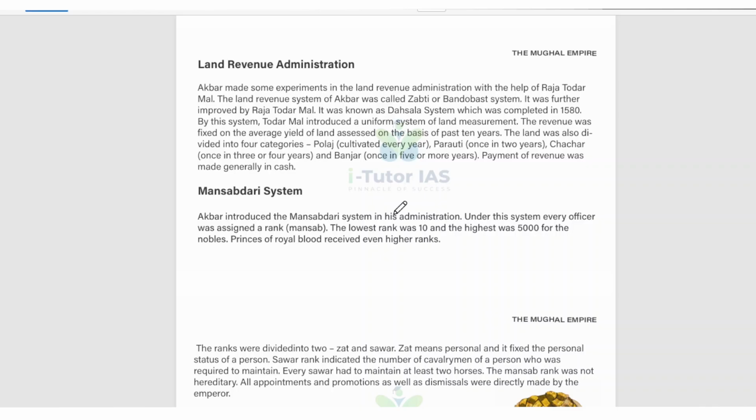By this system, Todarmal introduced a uniform system of land measurement. The revenue was fixed on the average yield of land assessed on the basis of the past 10 years. The land was also divided into four categories: Polaj, that is cultivated every year, and Parauti, once in 2 years; Chachar, that is once in 3 or 4 years, and Banjar, once in 5 or more years. That is the four divisions of land, and payment of revenue was made generally in cash. So that is the revenue system administration.